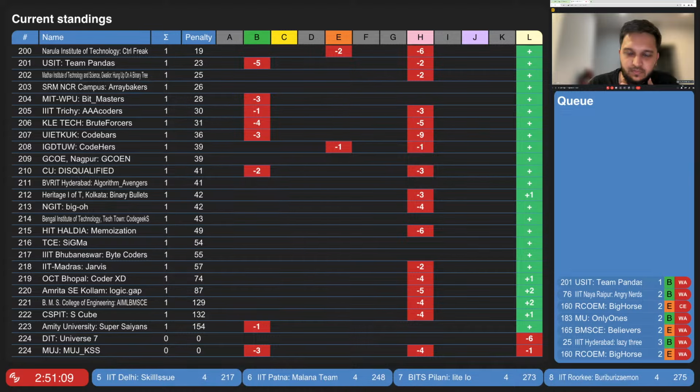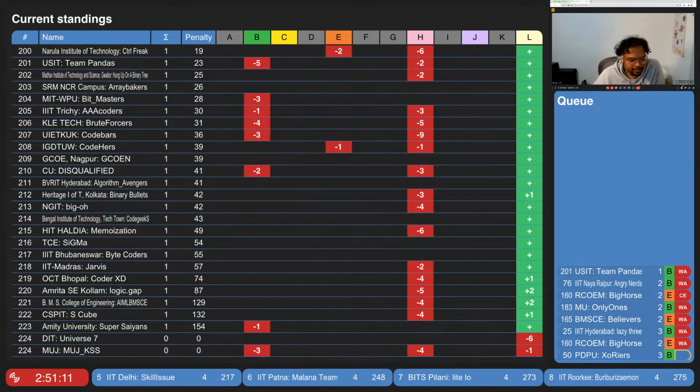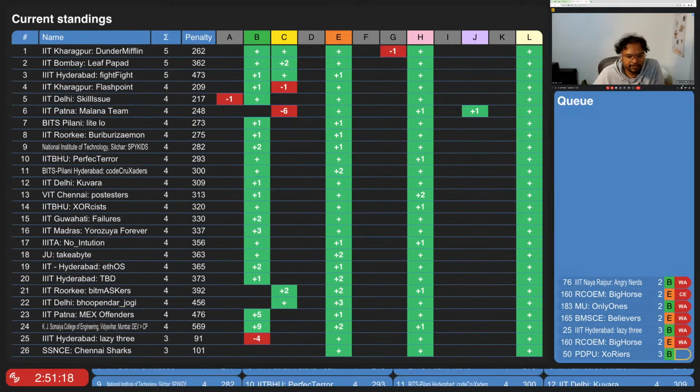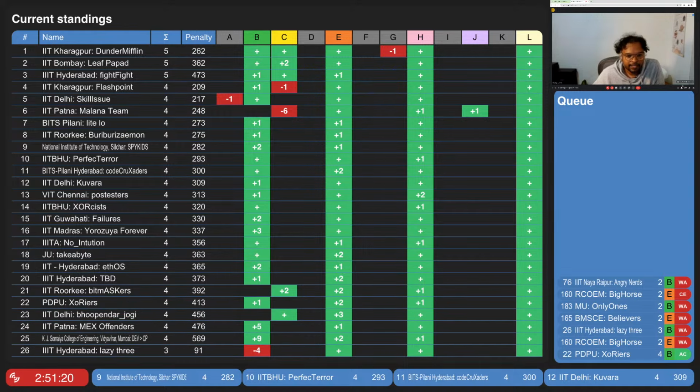I think in these types of problems, it's important to get the invariant right, like what's the optimal way for the rest of the team matches to go, and what should be that invariant.